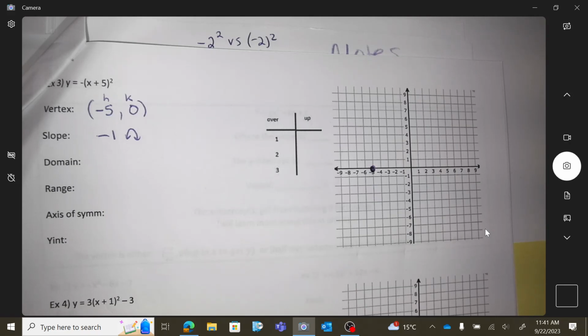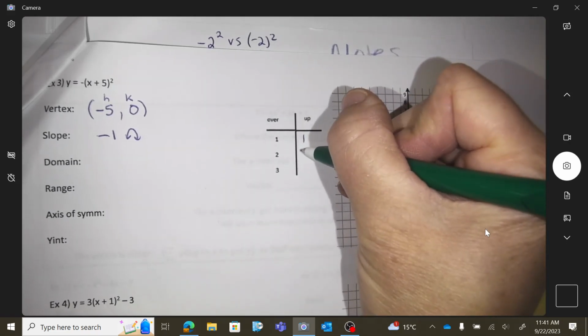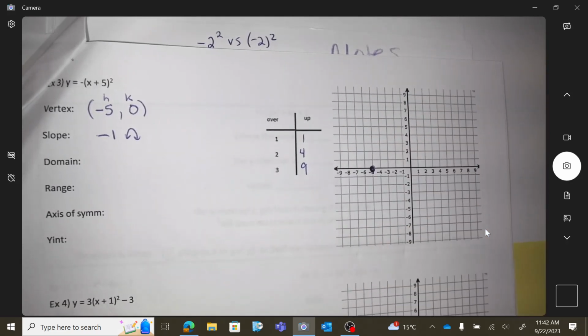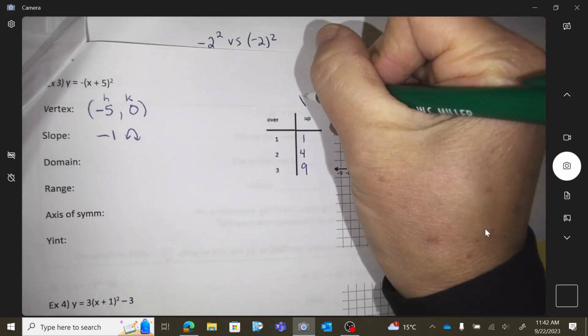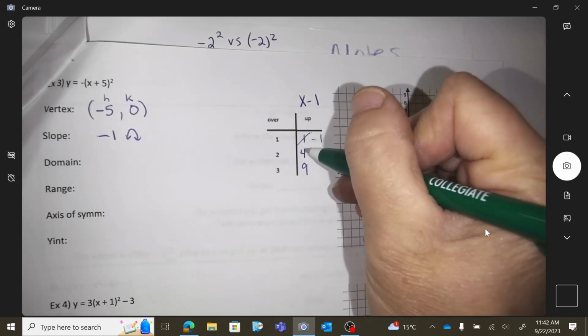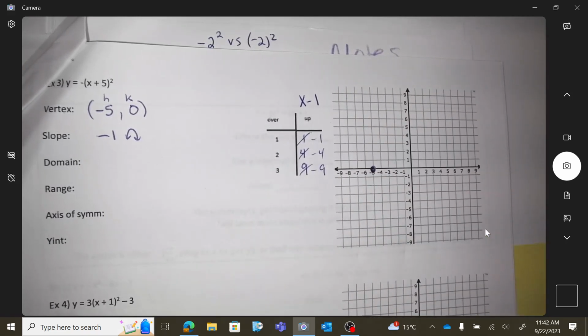You ready for your quick pattern? 1, 1, 2, 4, 3, 9. Okay, that's always the basic. The basic we start. Do we do this basic or did we make any changes to it? Changes. We had to multiply it by -1. So can you do this action? Can you go over 1, down 1?